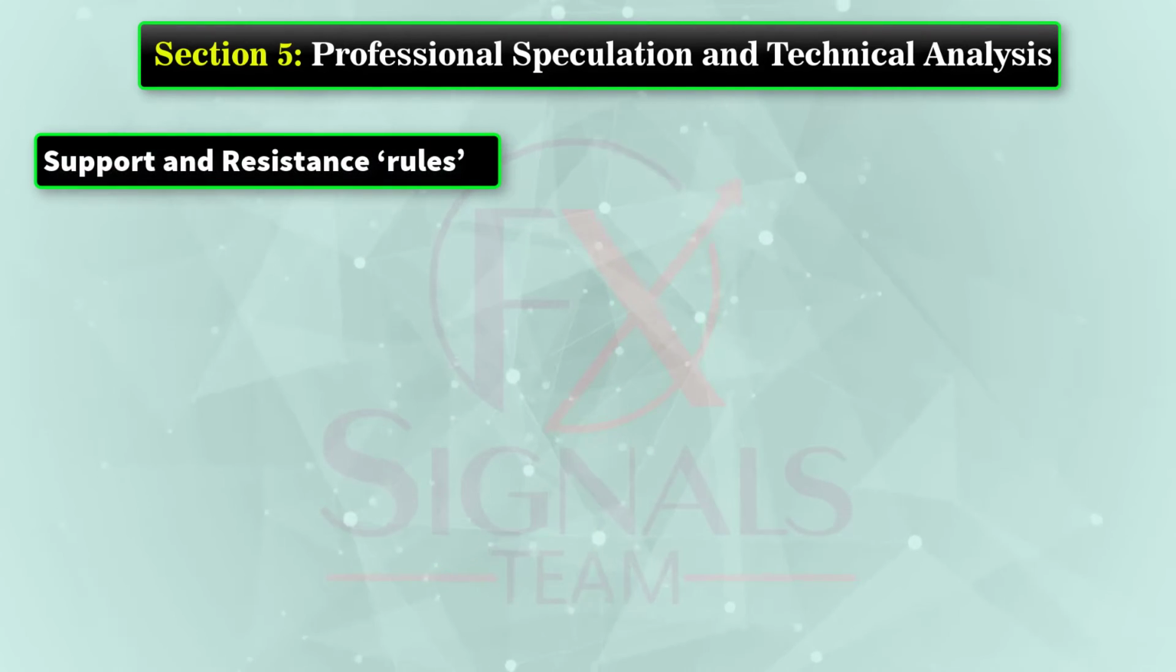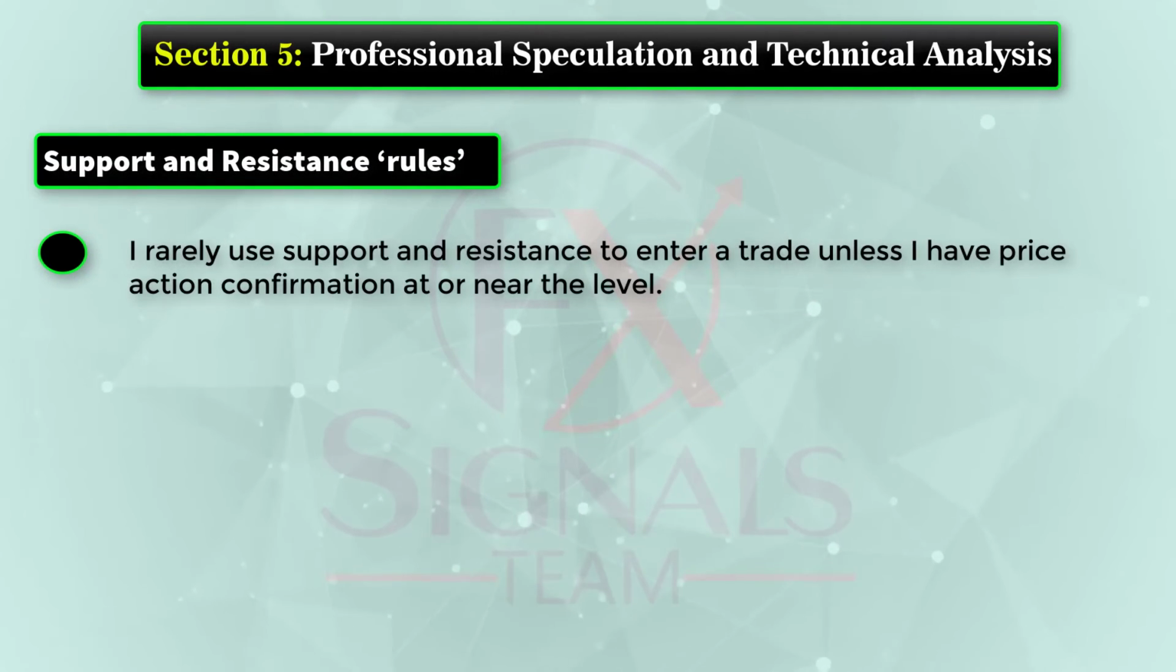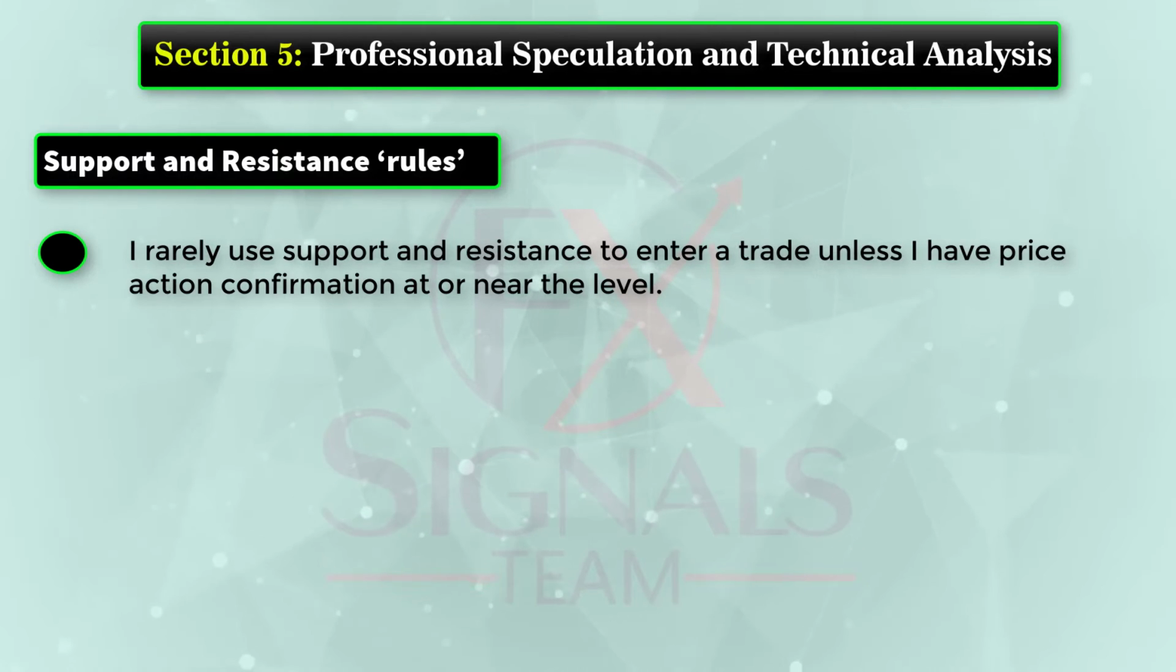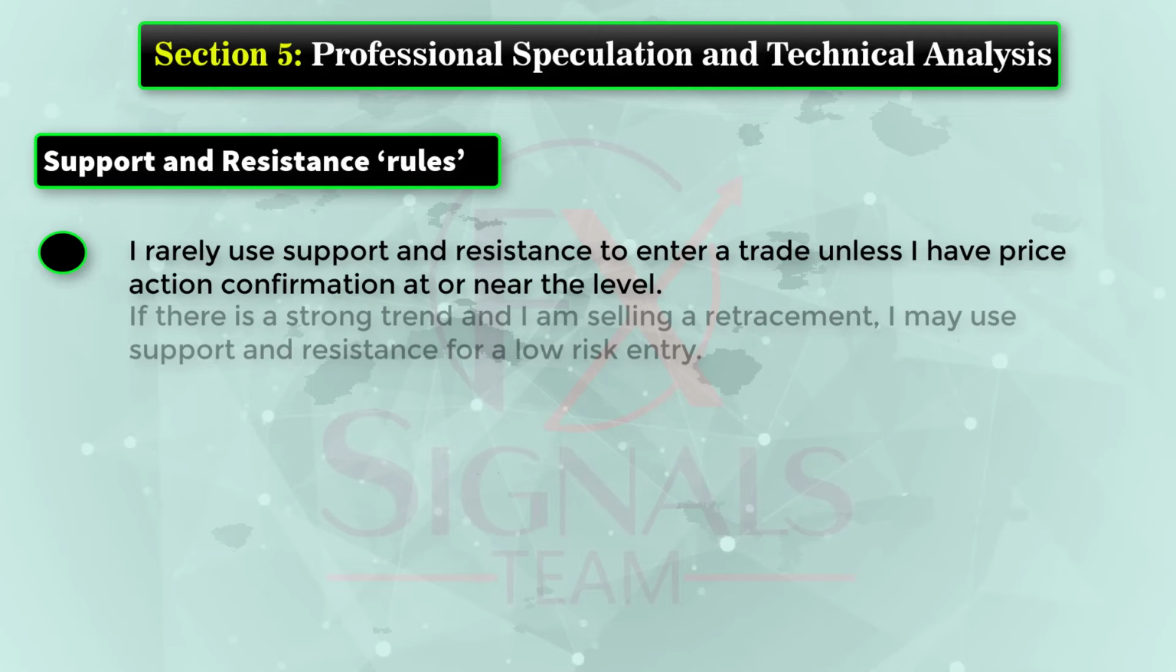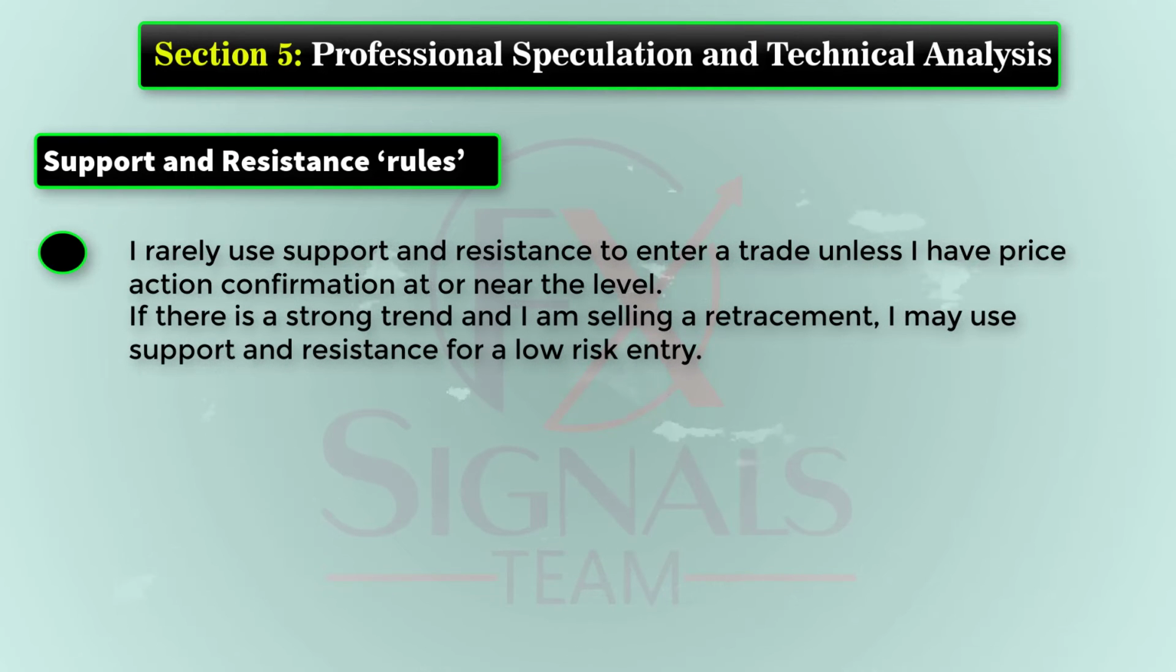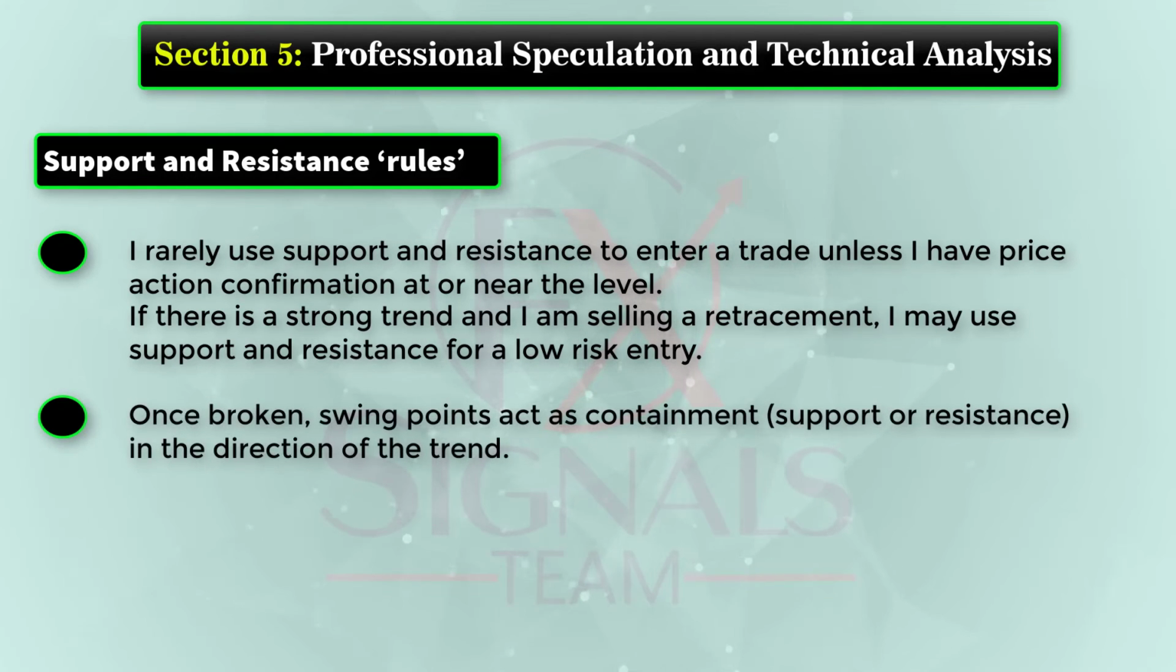Support and resistance rules. I rarely use support and resistance to enter a trade unless I have price action confirmation at or near the level. If there is a strong trend and I am selling a retracement, I may use support and resistance for a low-risk entry. Once broken, swing points act as containment in the direction of the trend.